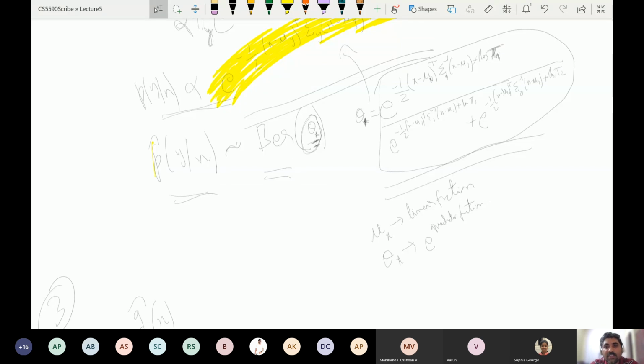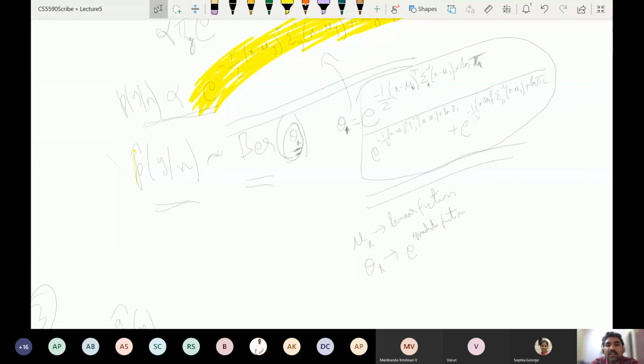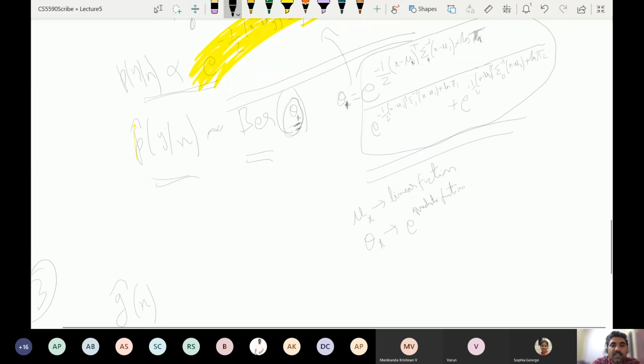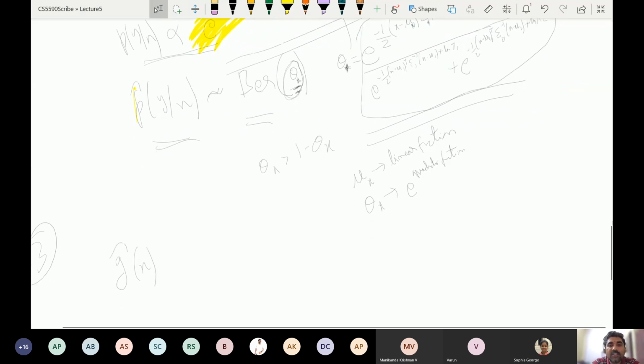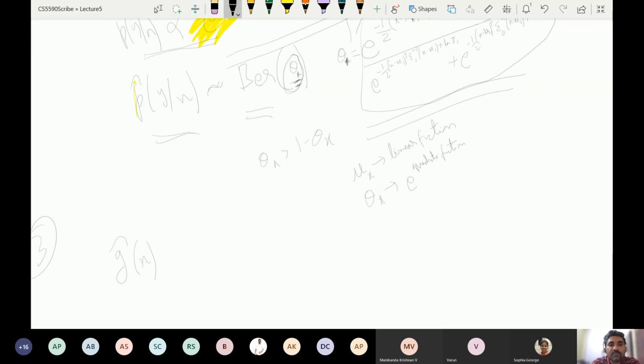So in other words, you have to see whether theta is greater or 1 minus theta is greater. Which one is greater? That's what you have to see. What is 1 minus theta? It is the probability of class 2. What is theta x? It is the probability of class 1. Which one is greater? If this happens, then you will call it class 1. If the other way it happens, you will call it class 2. Yes or no? That's the mode.